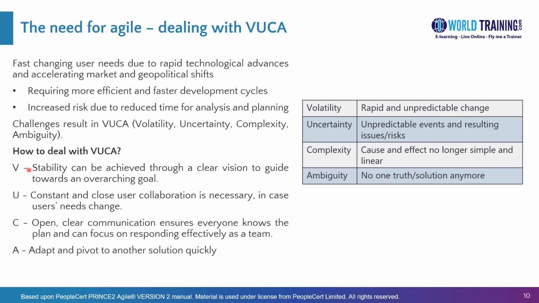When it comes to uncertainty, it can be, for example, a competitor's pending product launch makes the future of the business and the market a bit hazy. And we see here that the solution is constant and close user collaboration in case the users' needs change, which also means that there has to be improvement in the knowledge gathering and the quality of information that needs to be looked into.